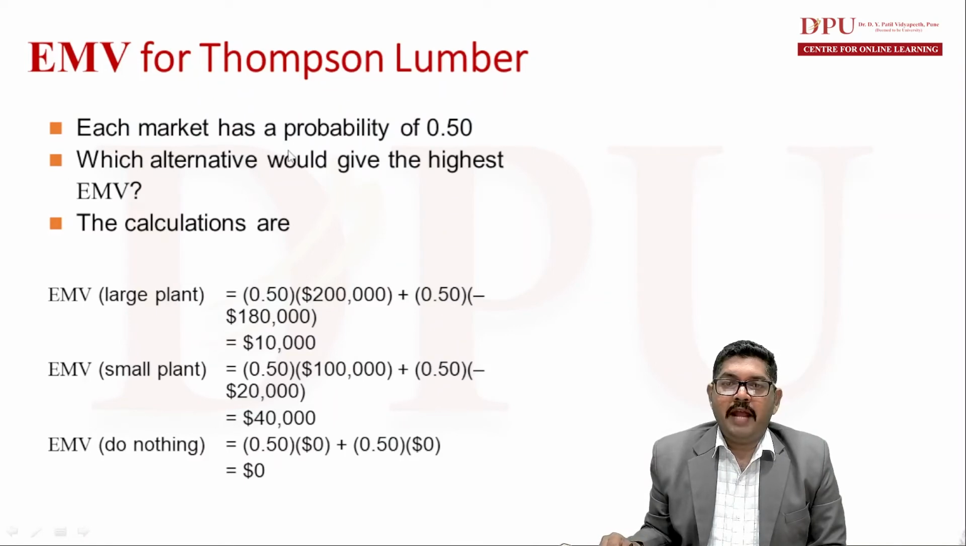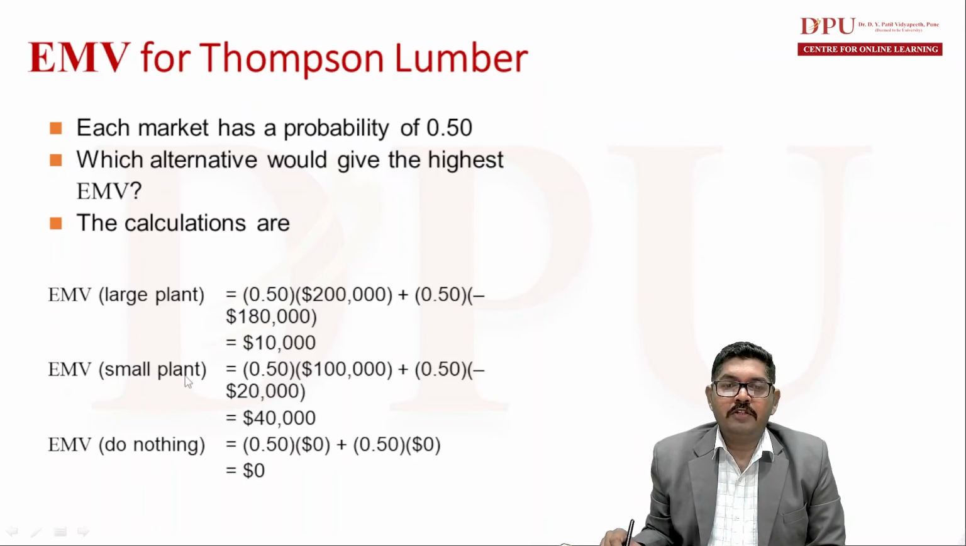So each market has a probability of 0.50. Whether it is favorable or unfavorable, the probability is 0.5. Which alternative would give the highest expected monetary value? The calculations are as below for our Thompson Lumber case. So EMV for choosing a large plant: 0.50 multiplied by 2 lakh plus 0.50 multiplied by minus 1 lakh 80,000. So the EMV for choosing a large plant is 10,000.